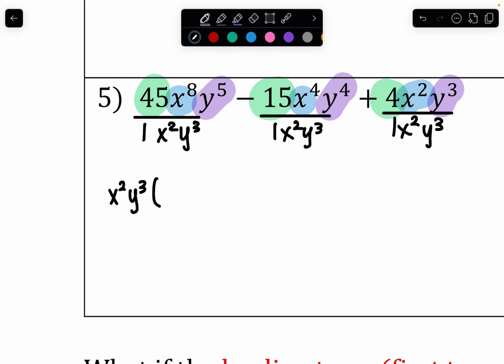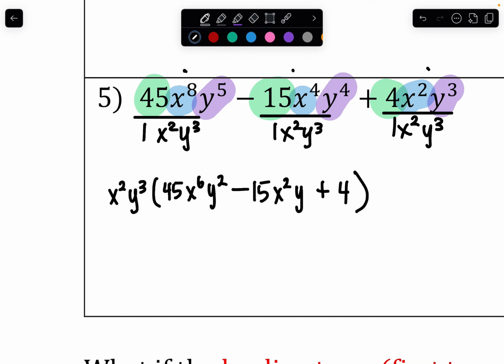I'm not writing the 1. And then leave room for 1, 2, 3 terms. 45 over 1 is 45. x8 over x2 is x6. Divide coefficients, subtract exponents. y5 over y3 is y2. We have 15. I'm going to need more room. 15 over 1 is 15. x4 over x2 is x2. y4 over y3 is y. Plus sign. 4 over 1 is 4. x2 over x2 cancels. y3 over y3 cancels. So just a 4 there at the end.